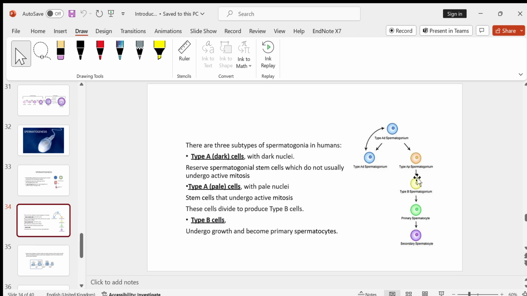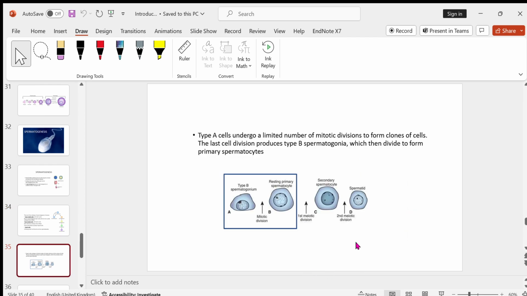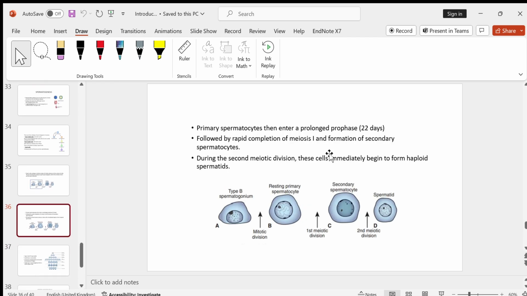Then the type A pale spermatogonia have lightly stained nuclei, hence the name, the pale spermatogonia, and they retain the power of mitosis. And the type B spermatogonia are the main cells that divide and become the spermatocytes. Type A cells undergo limited divisions, but the type B spermatogonia are responsible for the main division and formation of primary spermatocytes.